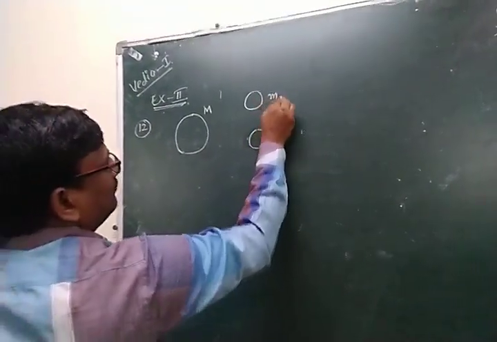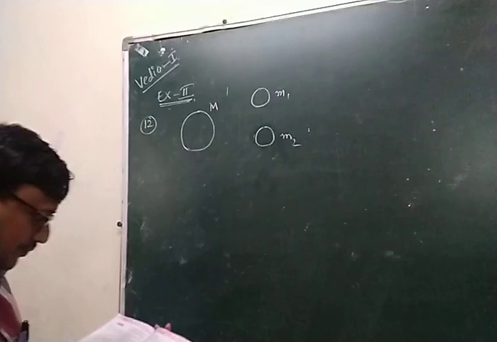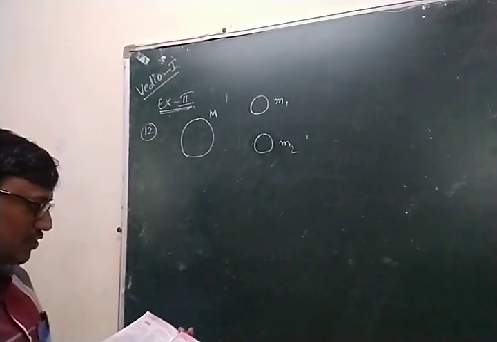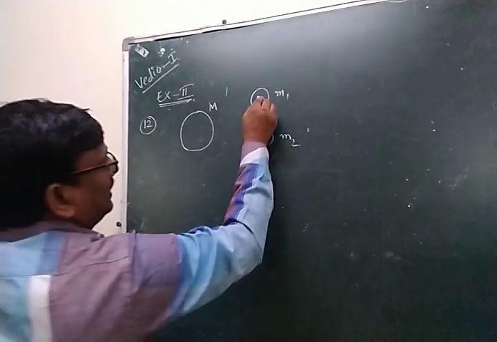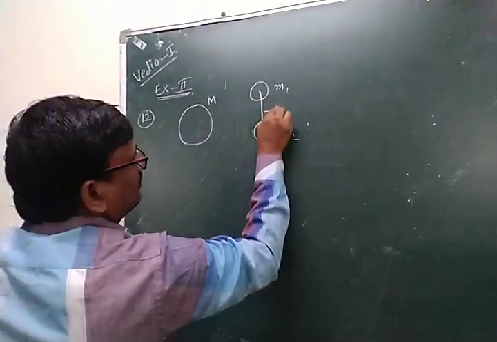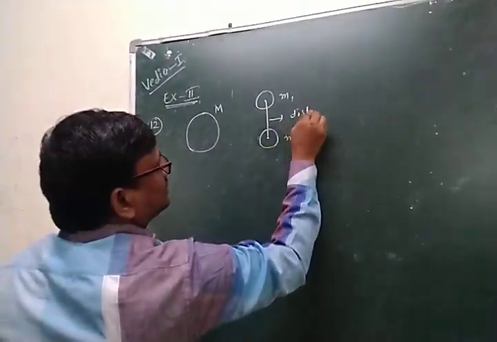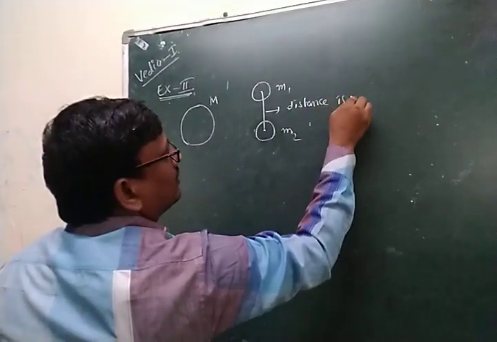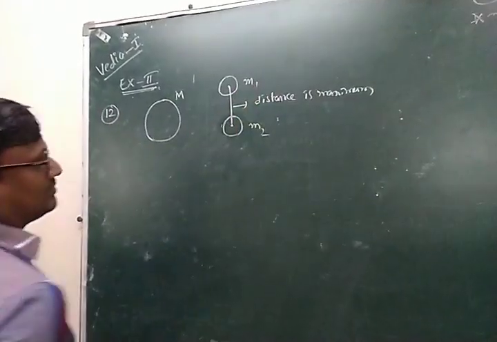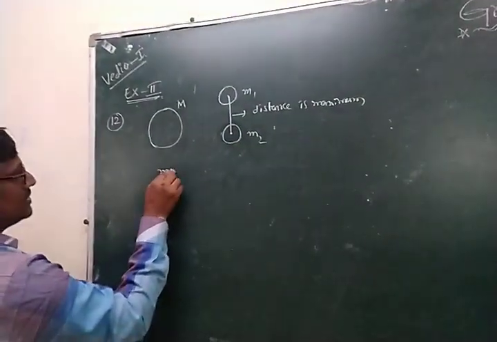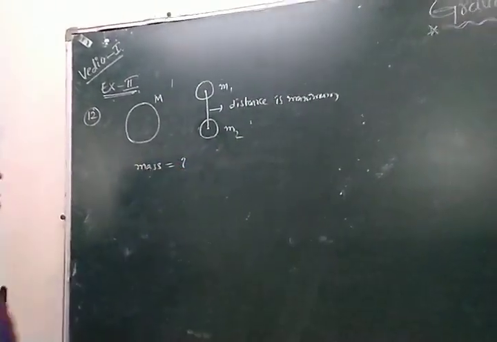This is considered M1, and this is considered M2. The gravitational force between them is maximum when the distance is maximum. Then what is the mass?